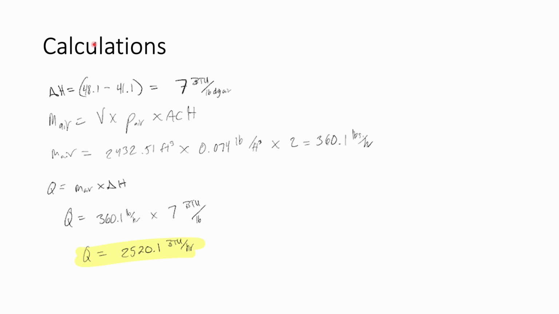So from there, to determine the change in energy, or the required energy, we need to use this equation where Q is that required energy, M of the air is the mass of the air at any given time, and delta H is the change in enthalpy. So we calculate the change in enthalpy with those values that we found from the psychrometric chart. Subtract that, we get 7 BTUs per pound of dry air.